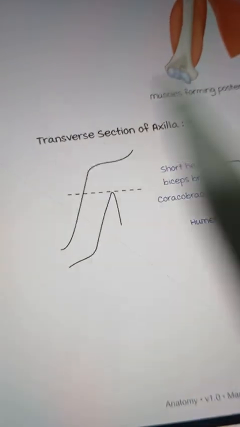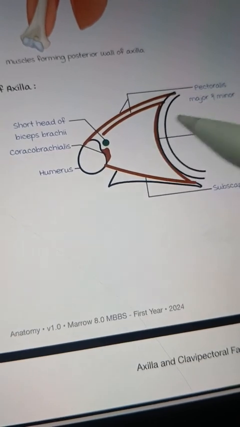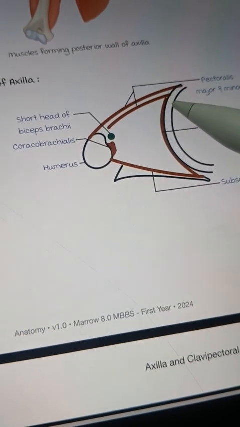Now let's move to the transverse section of axilla. Transverse section of axilla, what all is there? Basically we have the pectoralis major and minor muscle in the transverse section.